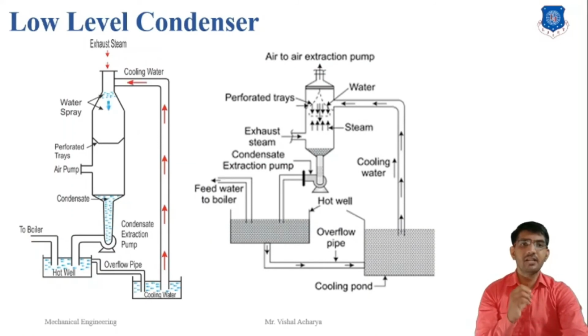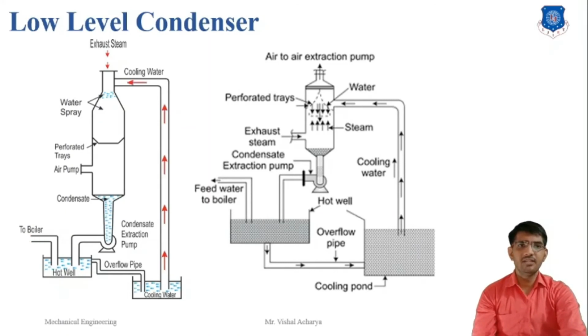Our second figure is the counter flow or low level jet condenser. Here the steam enters at the bottom and the cooling water at the top. The steam flows upward and meets the cooling water coming downward. In this type of steam condenser, the air pump is located at the top. The air pump creates the vacuum, and this vacuum draws the water from the cooling tower. The cooling water enters the condenser and falls on the perforated conical plate, which converts the cooling water into a large number of jets as shown in our figure.